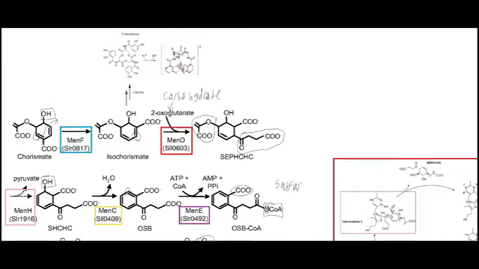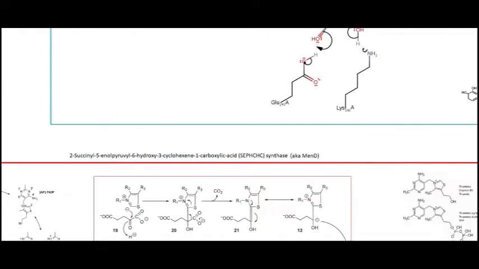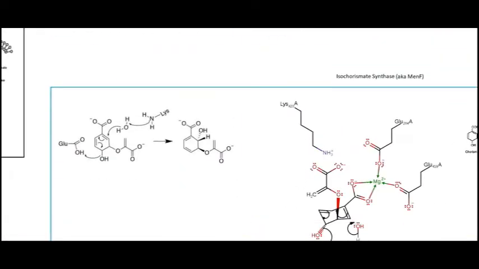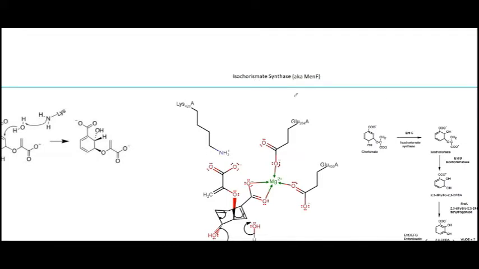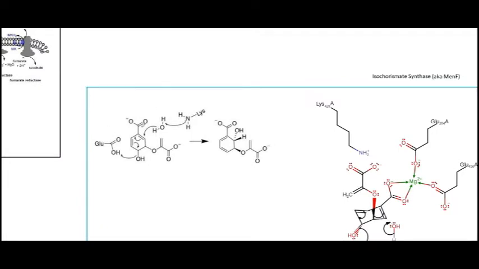All right, so let's go through these steps a little bit more. So the first one is this MenF protein or enzyme, and that is also called isochorismate synthase because it is turning chorismate into isochorismate. So we can see over here the mechanism. As I said, in the image before, it kind of looked like this carboxyl group was being moved, but it's actually this hydroxyl group is being taken off of here, and this water is being added on as a hydroxyl group, specifically in this particular stereochemistry here.